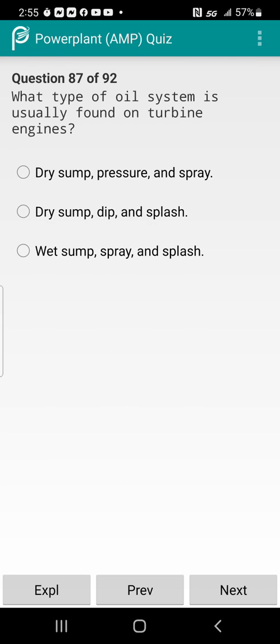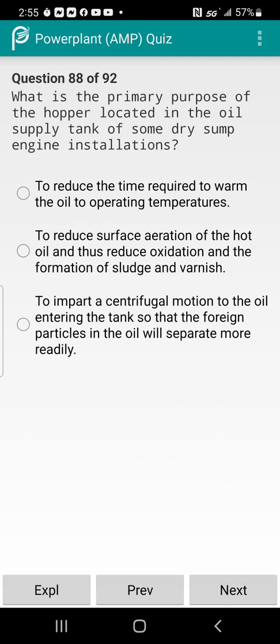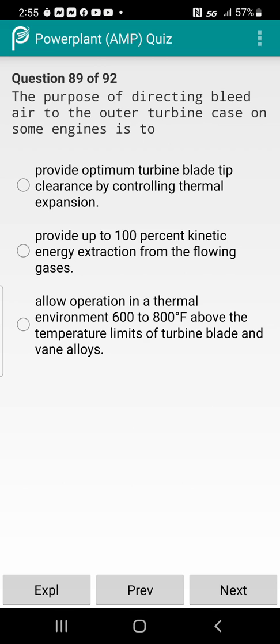What type of oil system is usually found on a turbine engine? Dry sump, pressure, and spray. What is the primary purpose of the hopper located in the oil supply tank of some dry sump engine installations? It reduces the time required to warm the oil to operating temperatures. The purpose of directing bleed air to the outer turbine case on some engines is to maintain optimum turbine blade tip clearance by controlling thermal expansion.